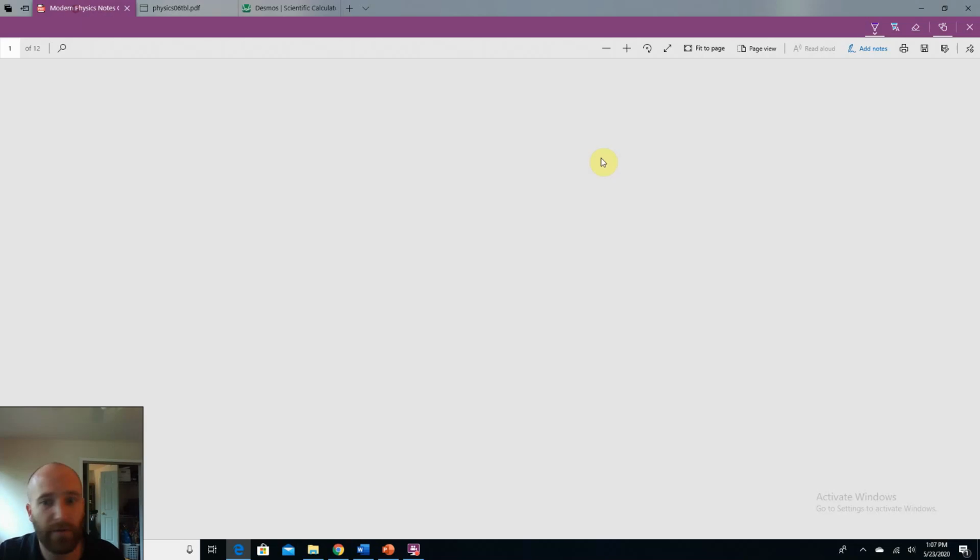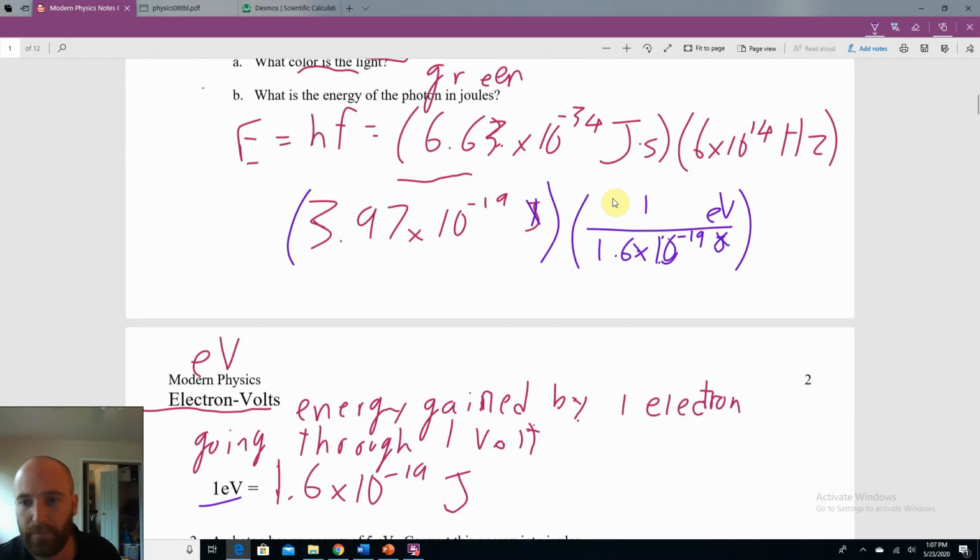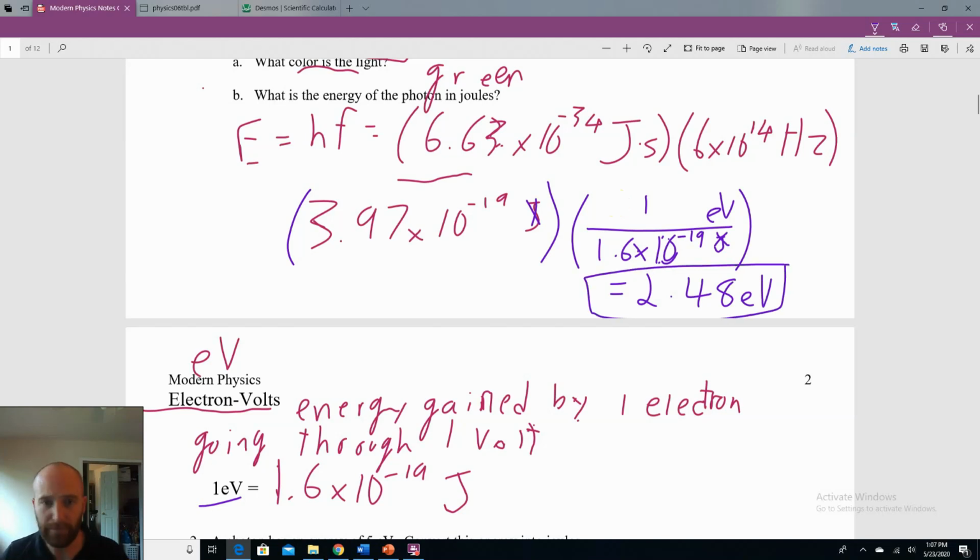Gives you 2.48. You may want to take a moment to try that in your calculator and make sure that you can get that as well, just to make sure you're doing this right. So, 2.48 electron volts.